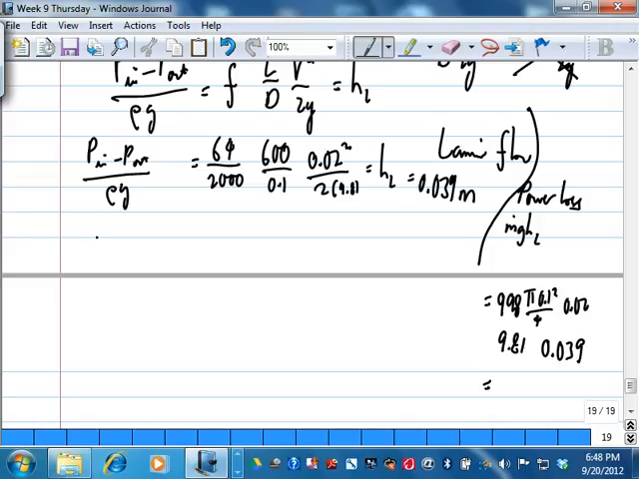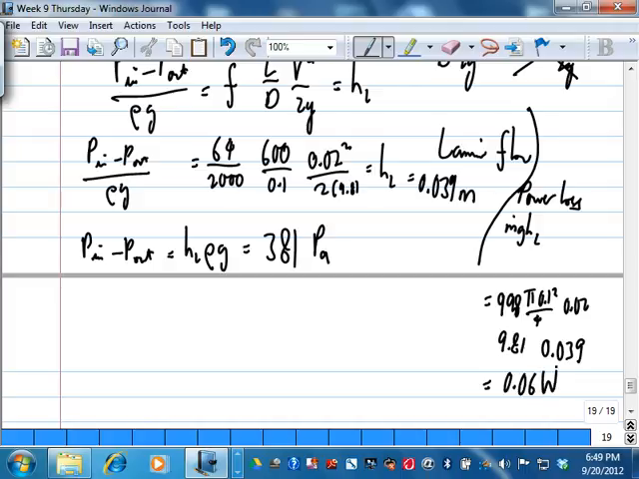And someone else calculate the P in minus P out is how many Pascal? Rho is 998 also. So what is it? So that's for the laminar case. That's how you calculate it. 381. Power loss, 0.06 watts. Okay. All right.